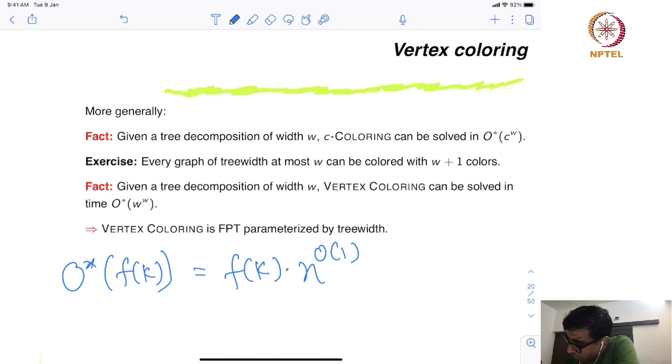Now, given a tree decomposition of width w, vertex coloring can be solved in time w to the power w. It is a good exercise.